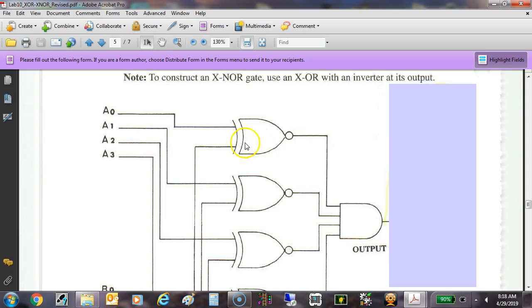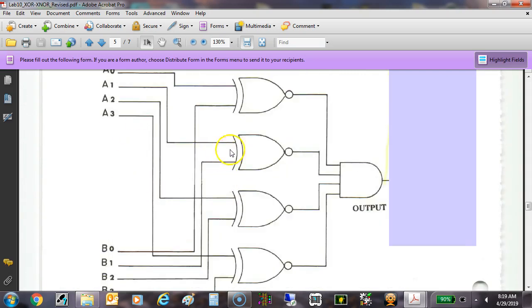So what do these say? This one shows you what you get when the inputs are not equal, right? So if the inputs are not equal, you get a low. That means if the inputs are equal, you're going to get a high. So if A0 matches B0, then this output right here will be high. And this gate is looking for all highs to get a high.